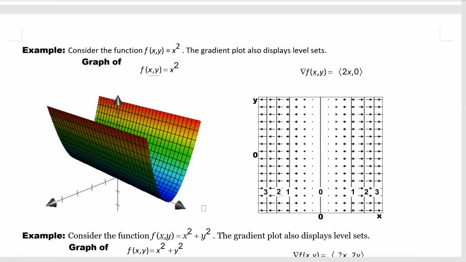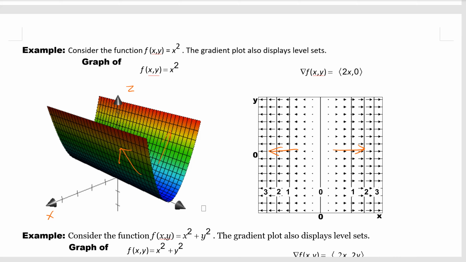While x squared, this is on the xz plane, right? You can see this is like a cylinder because y is a free variable. If we find the gradient, it is just 2x, the derivative of x squared. There's no y there, so the derivative with respect to y is 0. And you can see here, f increases, so that's why it increases in this direction.